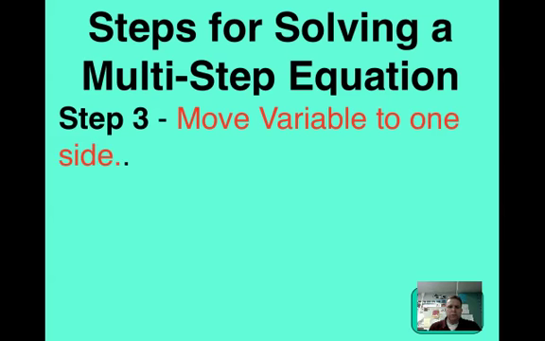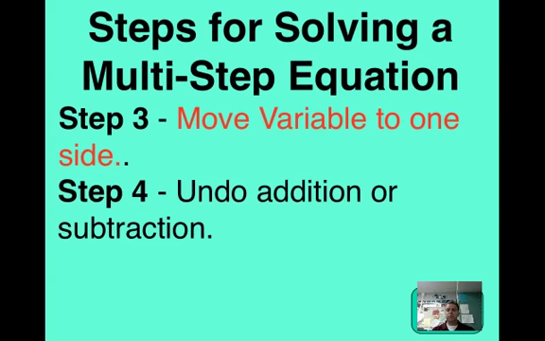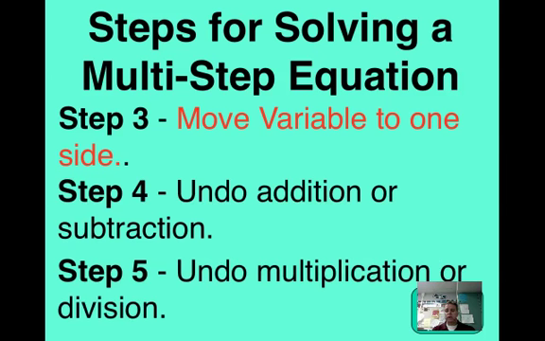Okay, step 3, move variables to one side. That's something we're not going to do this year, but you'll do later on. Step 4, undo addition or subtraction, taking care of the easy stuff. Step 5, undo multiplication or division.